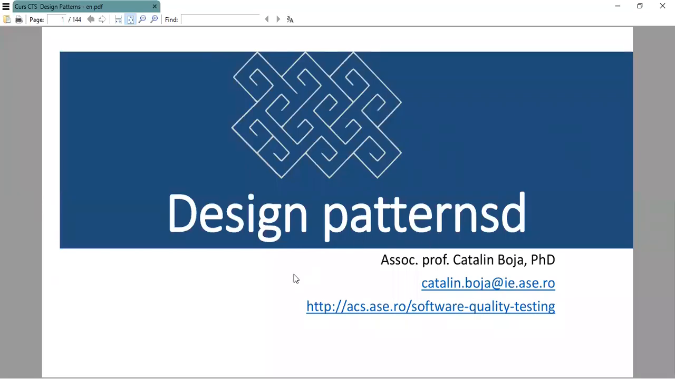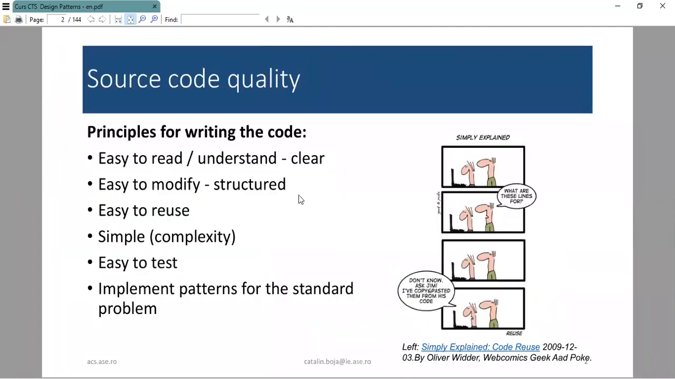So we start the design patterns. I will fix a typo here. Okay, it's without the D.